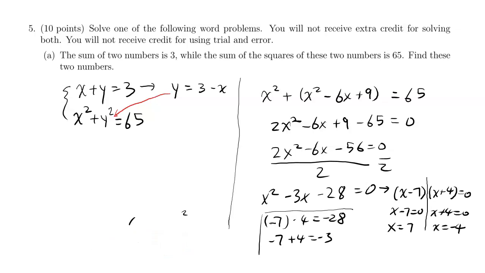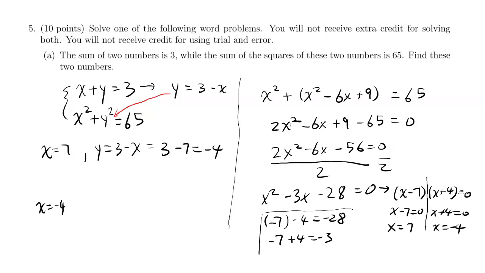So let me back off a little bit and let's see what happened here. So far, we had this system. We solved for y and plugged it in. We got a quadratic equation. We solved it and we got x equal to 7, and also x equals negative 4. For each case, you'll get a different value of y. What is y? Y is 3 minus x, and in this case, since x is 7, you get 3 minus 7, which is negative 4.